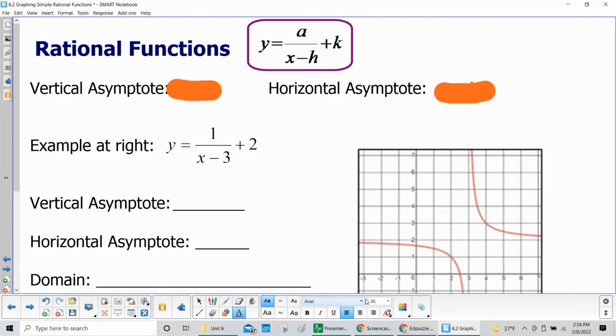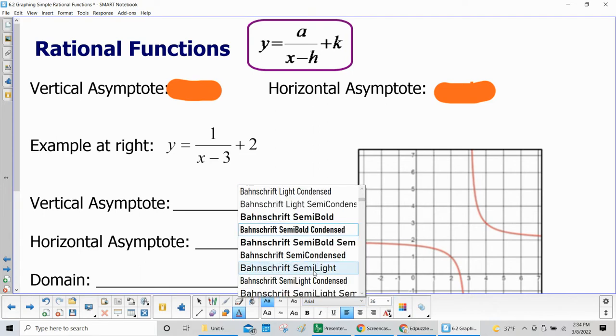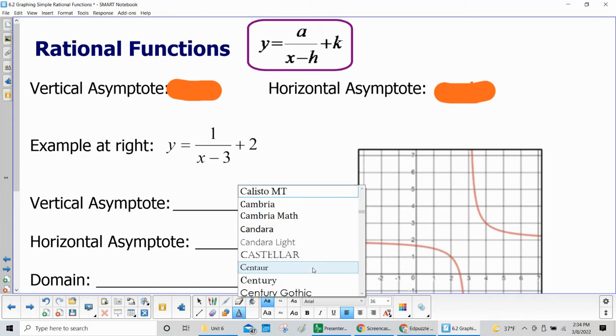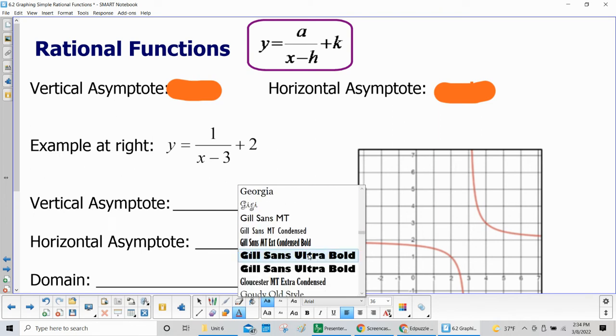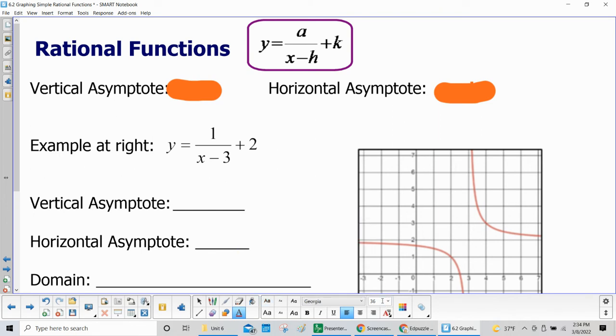I'm going to make a little note here. I had a favorite font that I was using earlier and it didn't save. Dang it. I can spell it: G-E-O-R-G-I-A, Georgia. That one's my favorite.